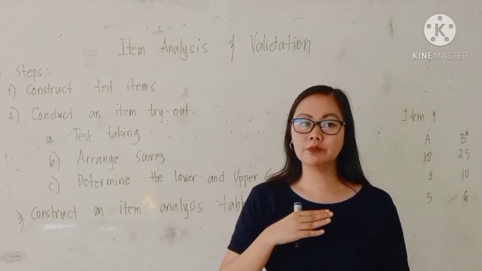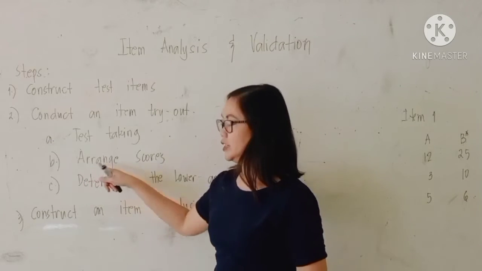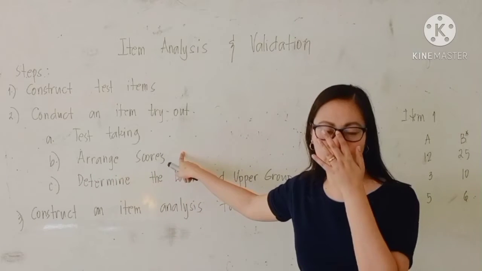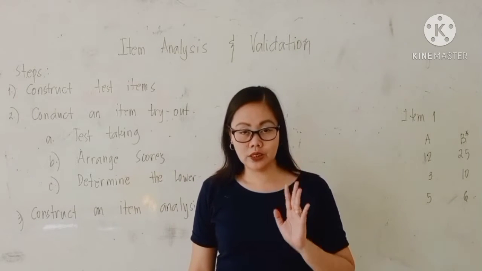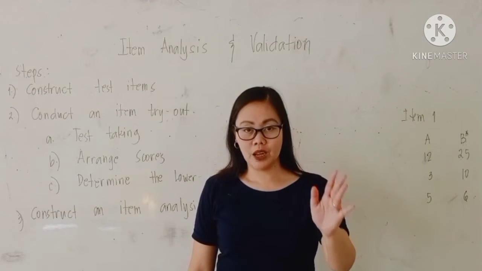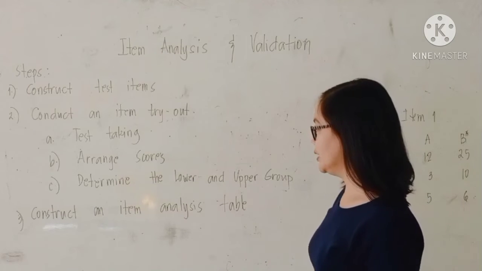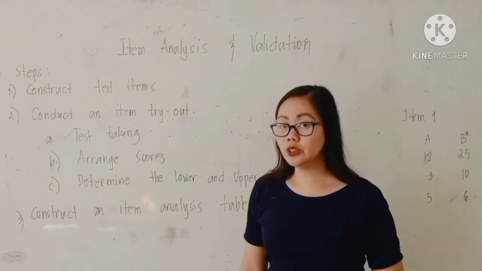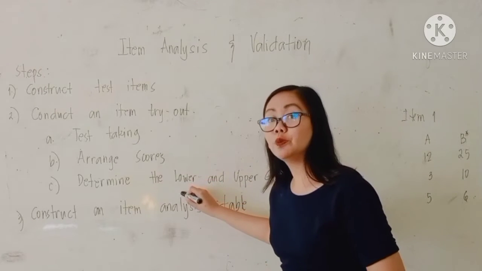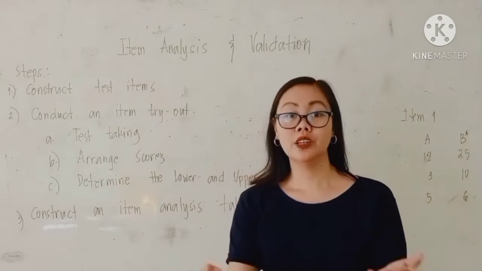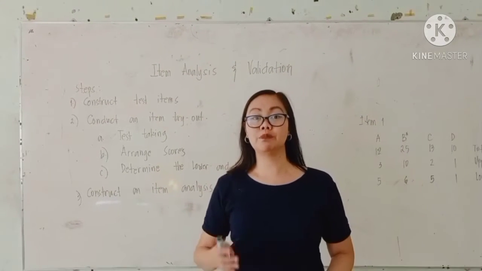Okay? Once you have checked the paper, you have corrected the paper, the next step is you have to arrange the scores. How do you arrange the scores? From highest to lowest. Okay? You will now gonna arrange the scores from highest to lowest. Okay? Now, once it is arranged from highest to lowest, you are now going to determine the upper group of the class and the lower group of the class from the arranged scores of the test papers.